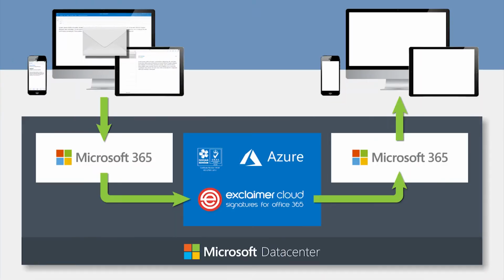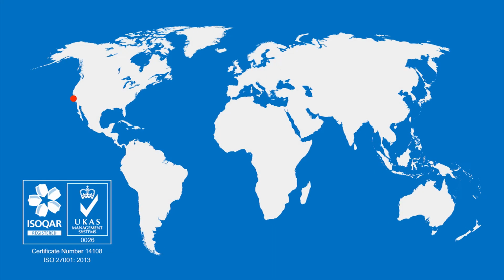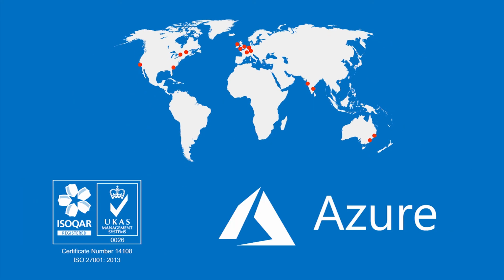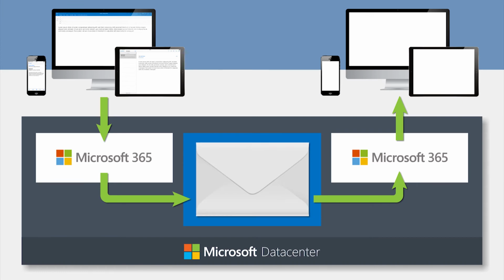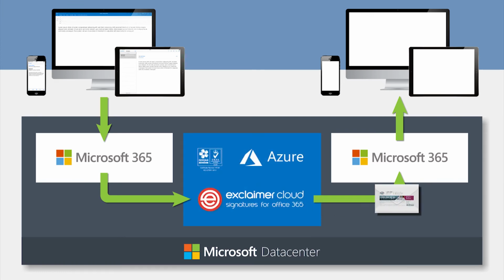So, let's talk about the technical details. How does a signature get added in Exclaimer Cloud? When one of your users sends an email via Office 365, it's routed to one of Exclaimer's load-balanced regional Azure servers located around the world. Exclaimer Cloud sees the incoming email, adds the appropriate signature, and passes it back to Office 365 to send.